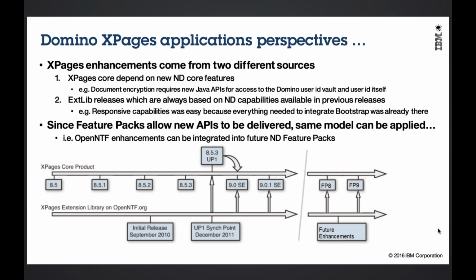Thus it would be possible for us to put things out there on OpenNTF and then to deliver them into feature packs in the same way as we've been delivering into major and minor releases up to now. So the model, if you like, I've drawn a little line between 9.0.1 and so forth, but the model continues in exactly the same way.